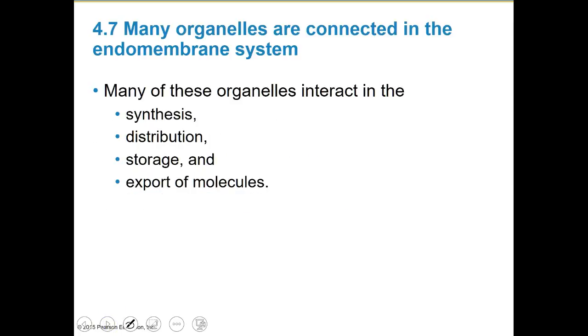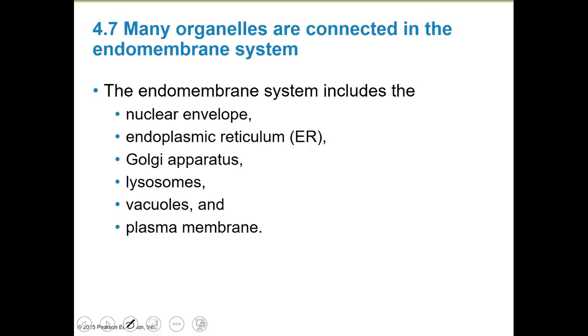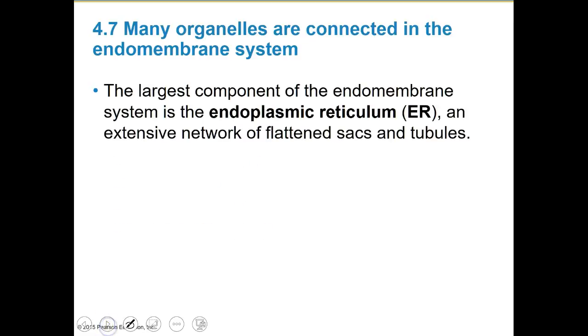Many of these organelles interact for synthesis, for making stuff, distribution, moving it around, for storage, and then for exporting or getting out molecules. So we're going to talk through the nuclear envelope, which we already have, the endoplasmic reticulum in a little bit more detail, Golgi apparatus, lysosomes, vacuole, and plasma membrane. So those are the ones that we'll cover.